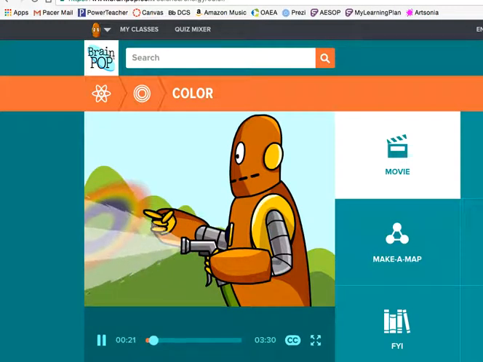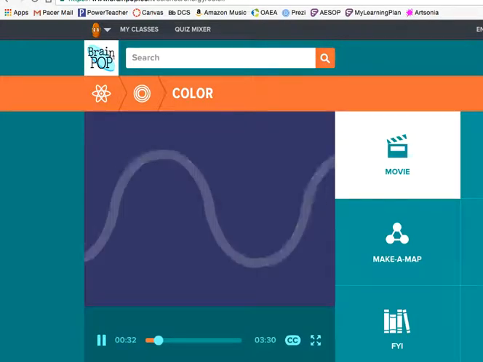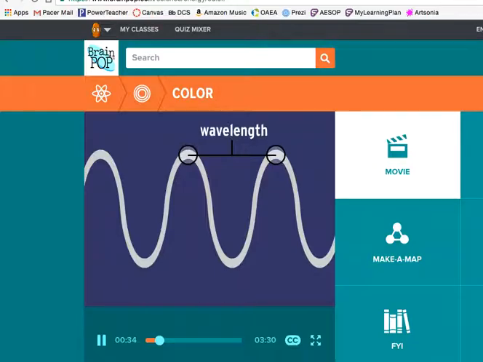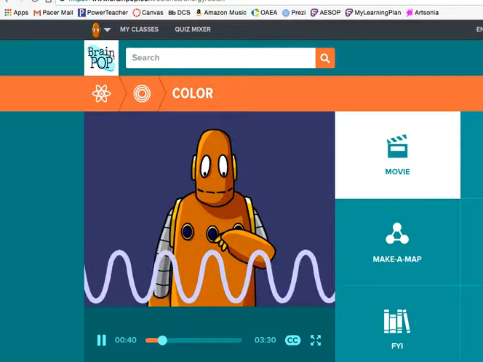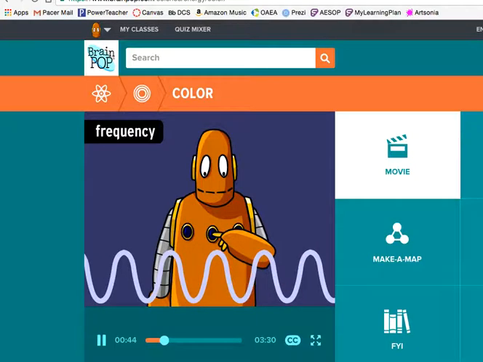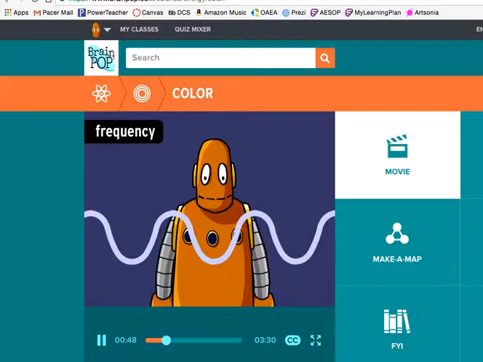Okay, but we have to explain the electromagnetic spectrum before that's going to make any sense. The electromagnetic spectrum is the name for a bunch of types of radiation, including visible light. Like all waves, light waves have a wavelength. That's the distance from crest to crest. The crest is the highest point on a wave. Waves also have a frequency, or number of wavelengths that pass a particular point per second. When the wavelength increases, frequency decreases.